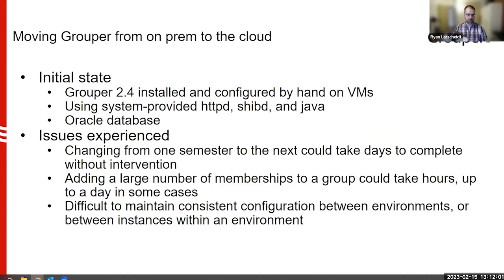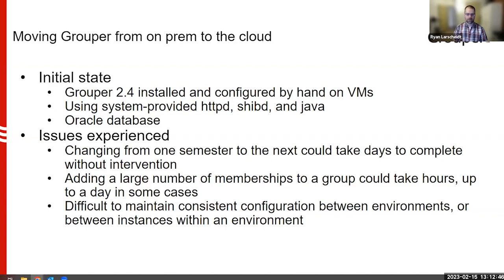So that's why on-prem, the initial status was we were running Grouper 2.4, which was installed by hand onto some VMs. There was a lot of system packages involved. So the system Apache web server, the system Shibboleth daemon, system Java. So a lot of things were entangled into the machine, a lot of manual stuff. And our on-prem databases were Oracle-based. And one thing I didn't list here is that we also do some roll-up jobs, like all current employees, things like that. And those are done using Perl scripts that interact with the web services. So we also had system Perl, system installed modules. It was kind of a mess.